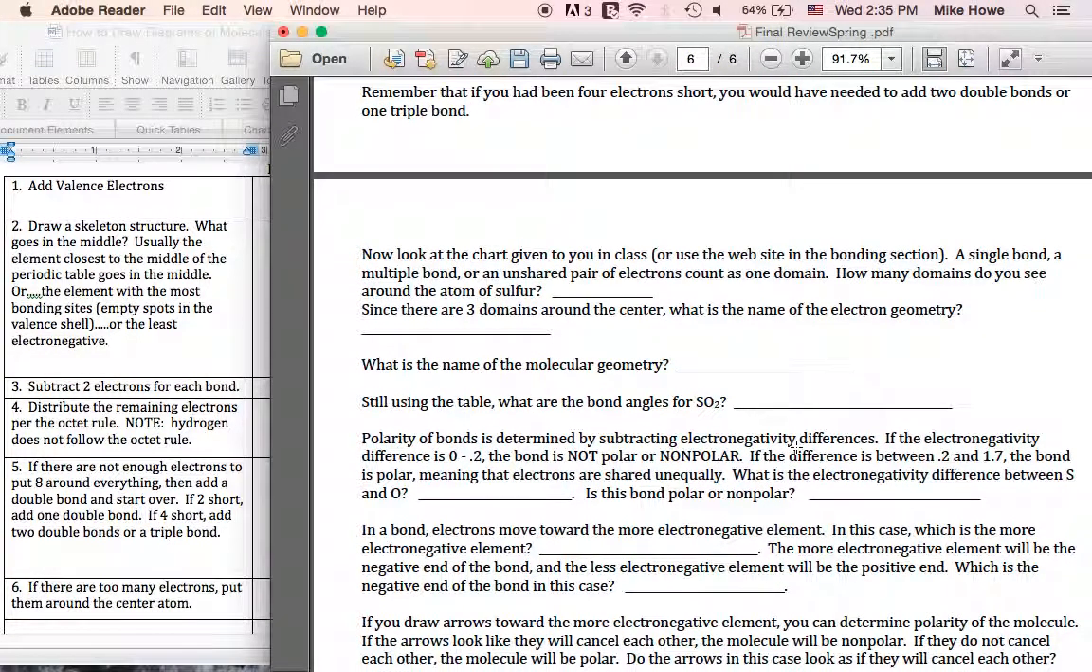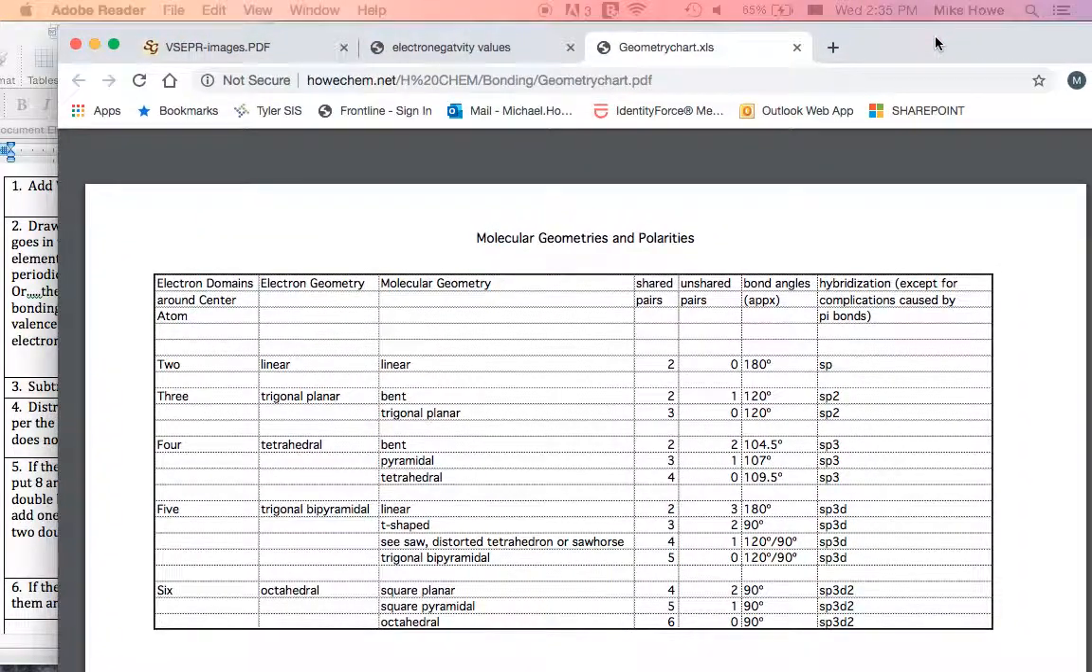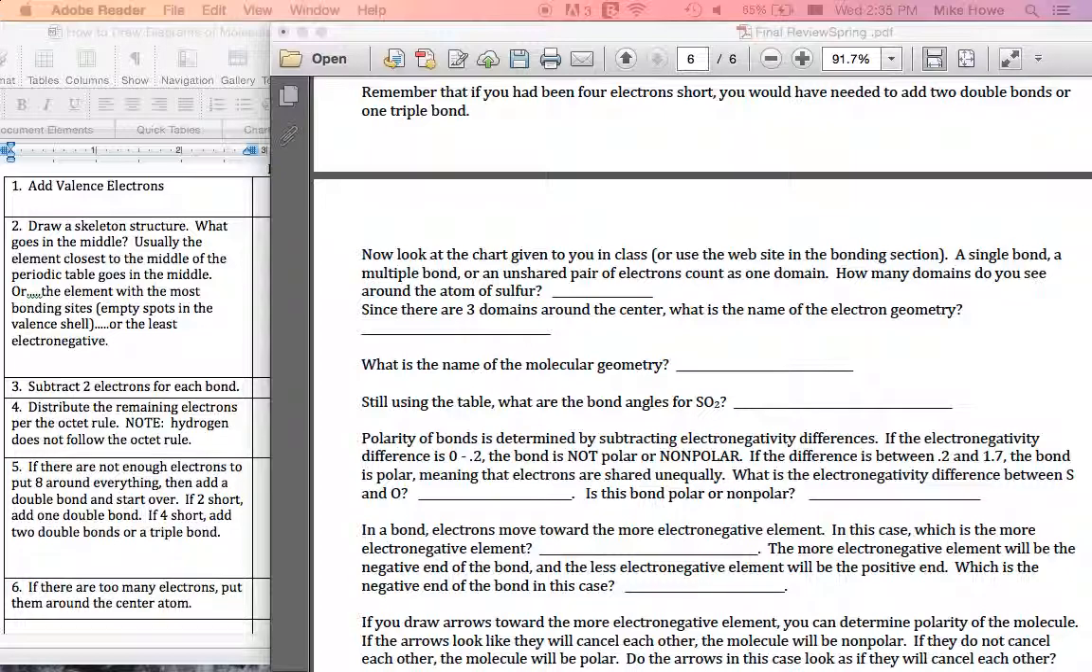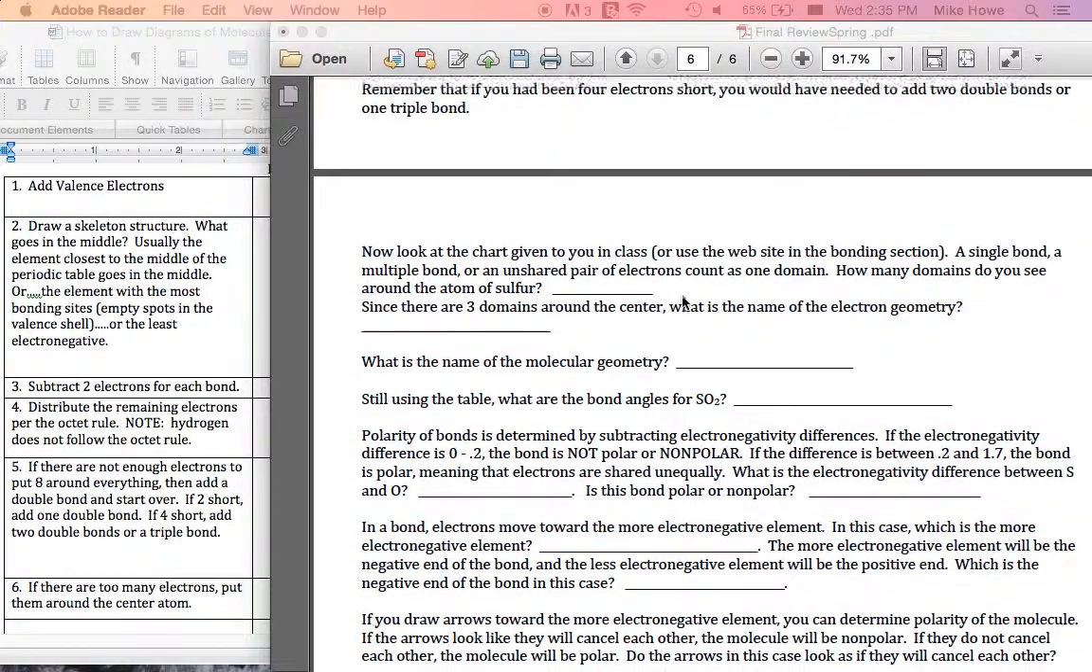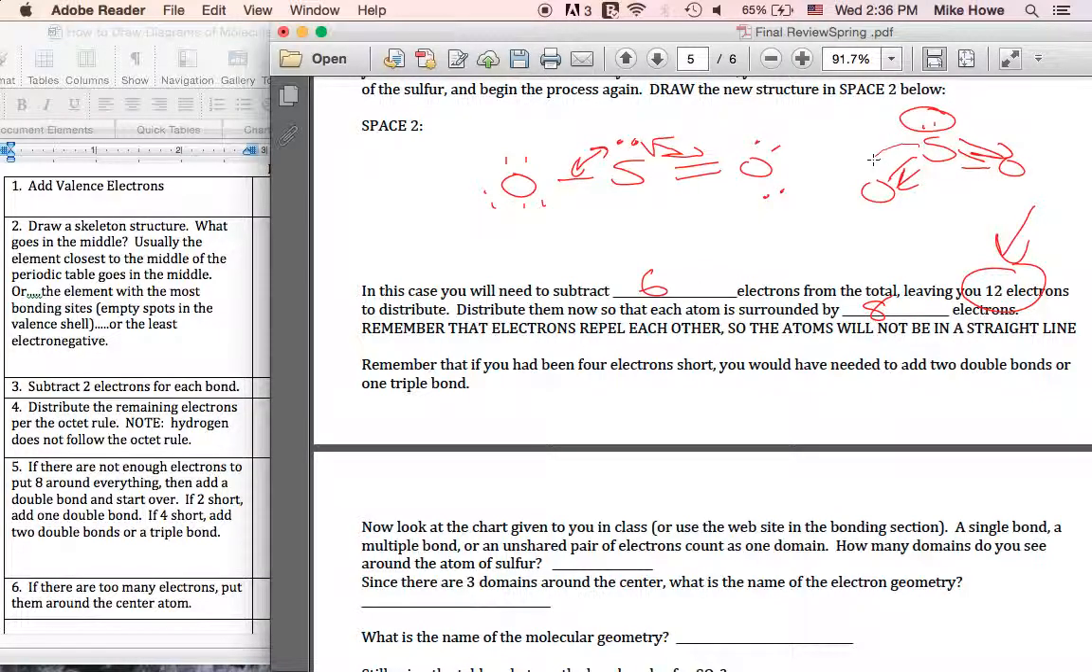Now we're going to look at the chart given to you in class, or use the website bonding section. So here's the chart. Let me pull this in. Looks like this. So how many domains do we see in this picture? Let's go back and look at the picture again. How many places do you see electrons living? Well, there's a domain here, that's 1. There's a domain here, that's 2. And a domain here, that's 3. So it looks like 3 domains.